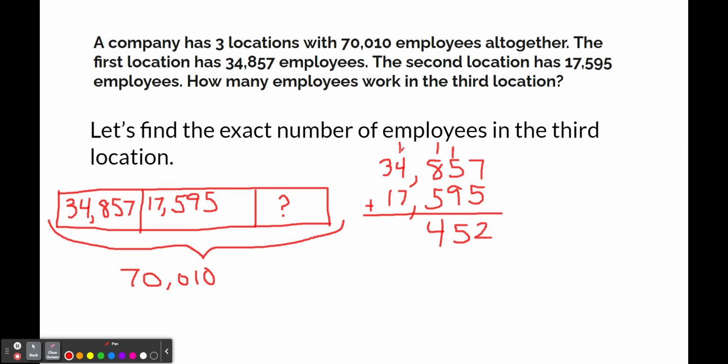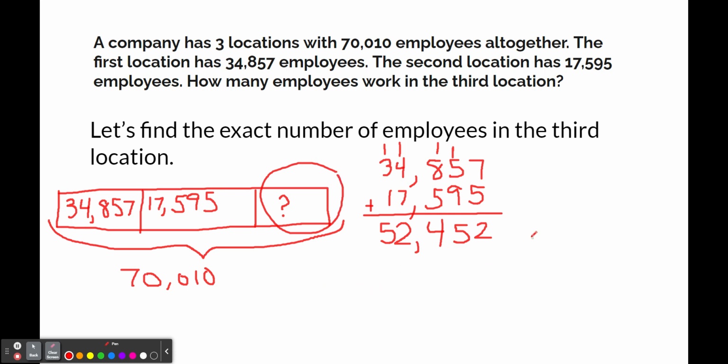We're going to move 10 of those hundreds to the thousands. So we have 1,000 plus 4,000 plus 7,000, which is going to be 12,000. We're going to carry that 1. So then we have 1 plus 3 plus 1 ten thousands, which is going to be 5 ten thousands. So the two locations together, the first location and the second location, is 52,452. So I want to figure out how much is in the third location.